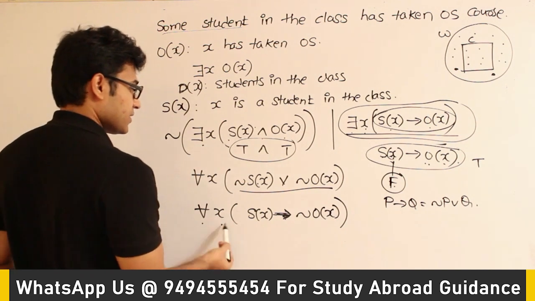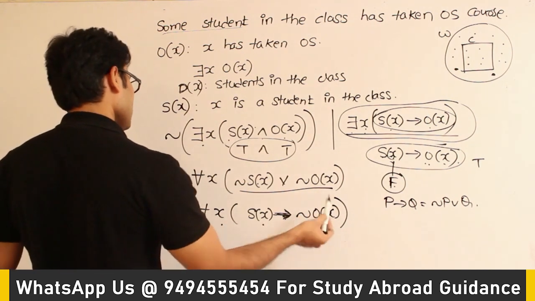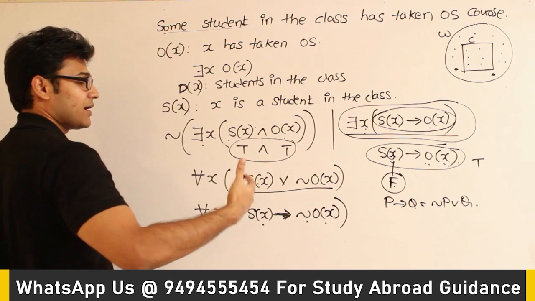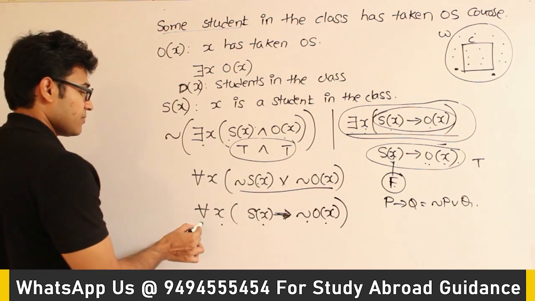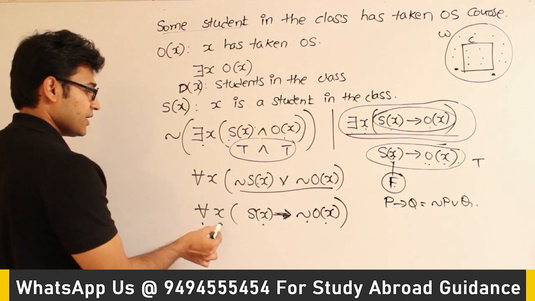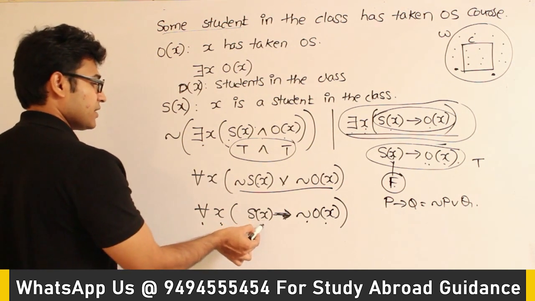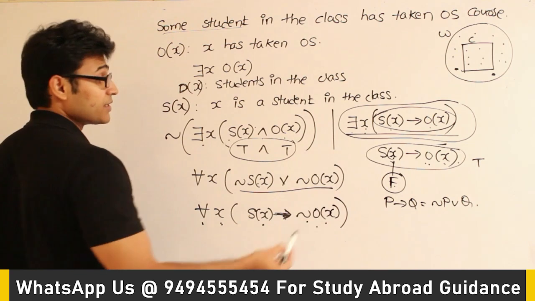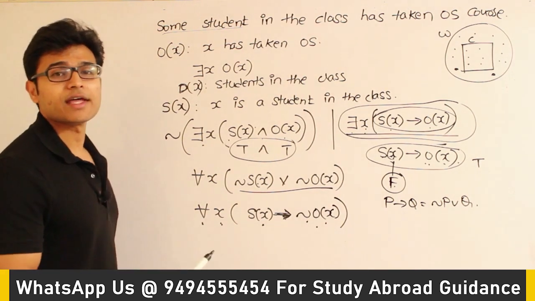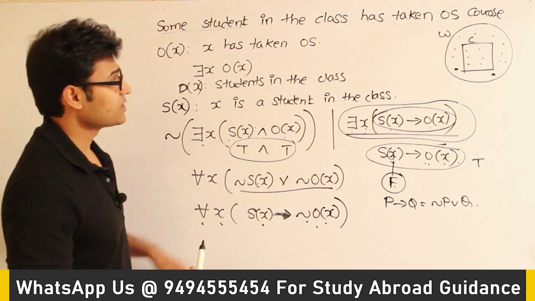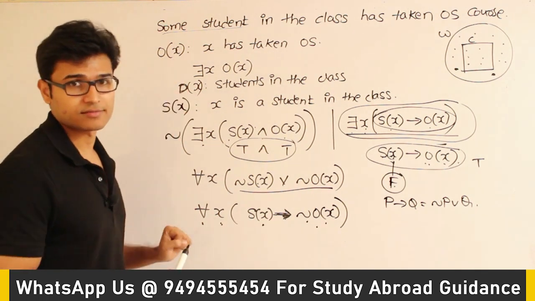For all x, S of x implies negation of O of x. So try to write it as an English statement. For every person in the world, if that person is a student, then he has not taken the operating system course. So what is the meaning of it? No student has taken the operating system course, which is nothing but the negation of the statement.